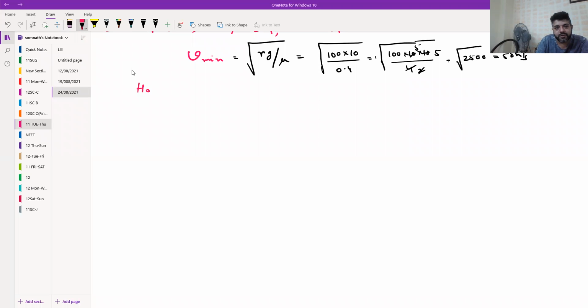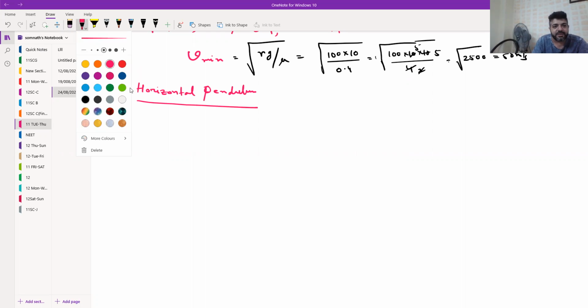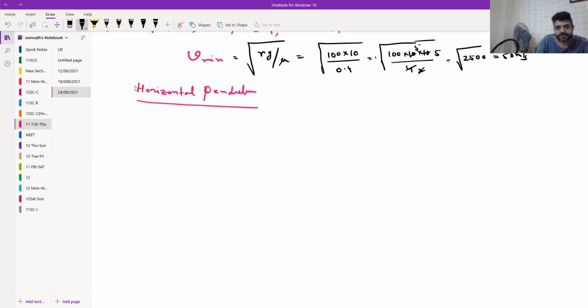Horizontal pendulum, sorry. One is the vertical pendulum and the other is the horizontal pendulum. So what happened in horizontal pendulum? A string is fixed with some length and the string is moving in that way in a circular track. L is the length, R is the radius. Let this angle be theta.